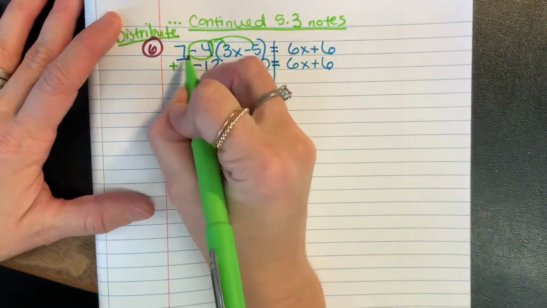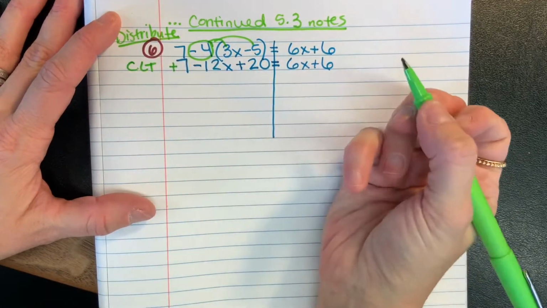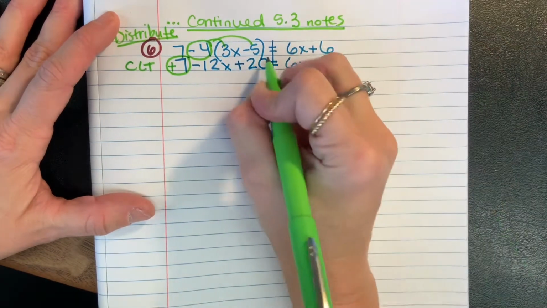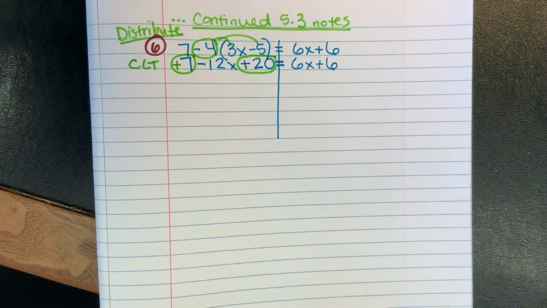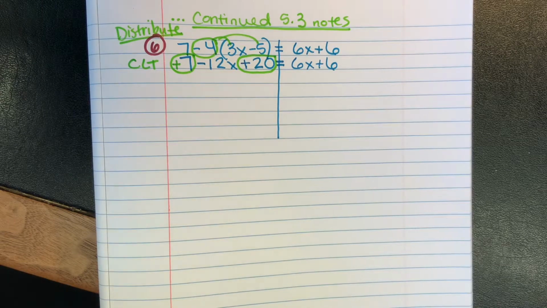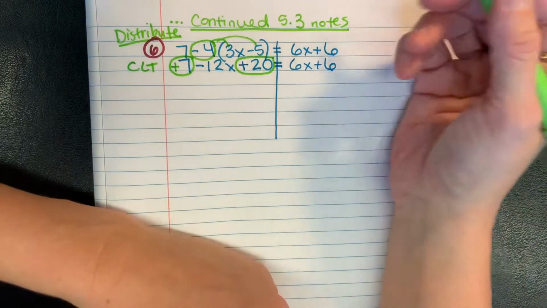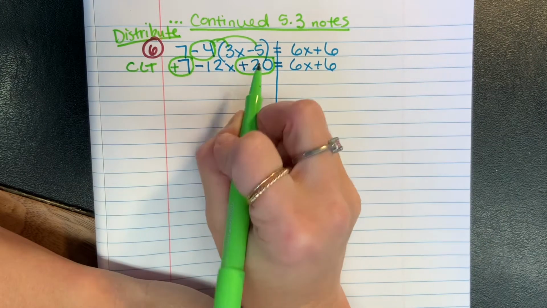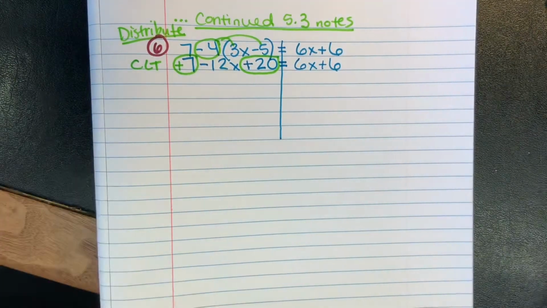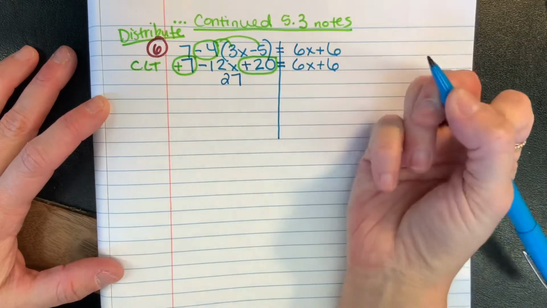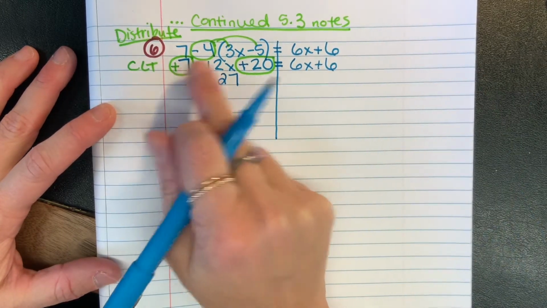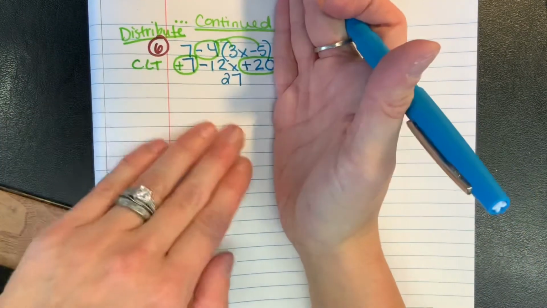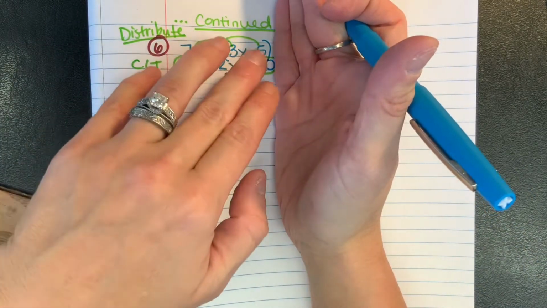All right, so I'm going to combine like terms. I'm going to put CLT over here. I'm going to circle the positive 7 and the positive 20, making sure you circle the positive or negative sign in front of the numbers so you know if you're adding or subtracting them together. So this is a positive 7 and a positive 20, so now I have positive 27. So I'm going to bring down that 27. Again, I like to put them together, combine them, whatever the signs are.